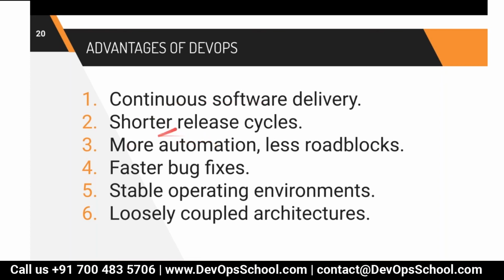Shorter release cycles, that's one thing that you should eventually get. More automation, fewer roadblocks. Because each of the tool sets will integrate with each other, there will not be much manual intervention. Faster bug fixes, we understand. Now, what do we mean by stable operating environments? DevOps has different principles. Once we start talking about the utilities, I'll also talk about these principles.